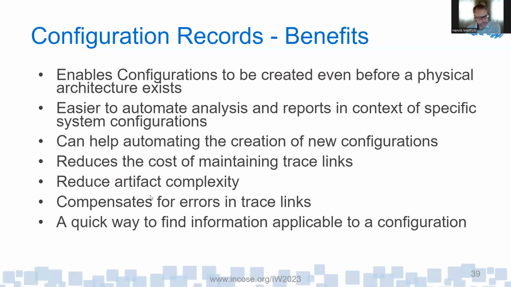Even if you may create trace links incorrectly, having a configuration record that clearly defines what's part of this, or what applies to the system, compensates a little bit for that. Yeah, you created that link incorrectly, but I know that that artifact is still part of this configuration. So it can help there. And again, it's also a quick way to find information that is applicable to a specific configuration without having to do a trace analysis and spend time on that.